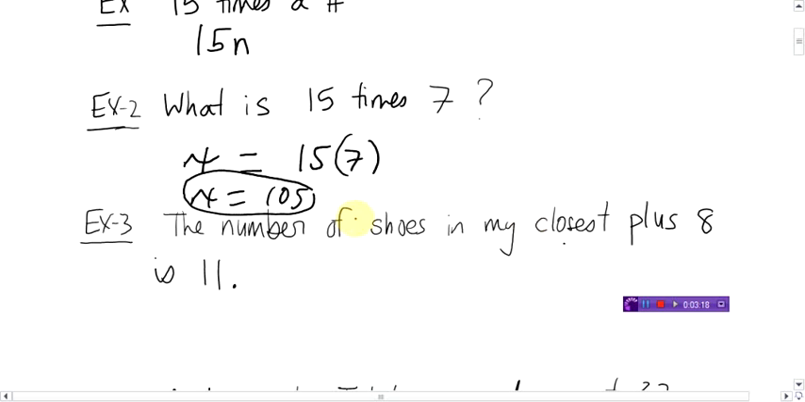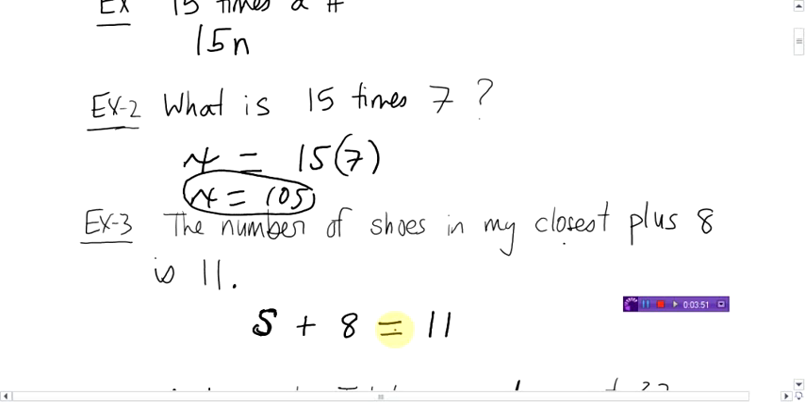You could call it x, but since we're talking about shoes, let's just call it s. The number of shoes in my closet, let's just call s. Plus 8. Plus 8 is 11. "Is" means equal sign, 11. Now you can see why s isn't normally used as a good unknown letter, because it kind of looks like a 5. But let's just show that that's an s for shoes. Okay, so now we have our equation.